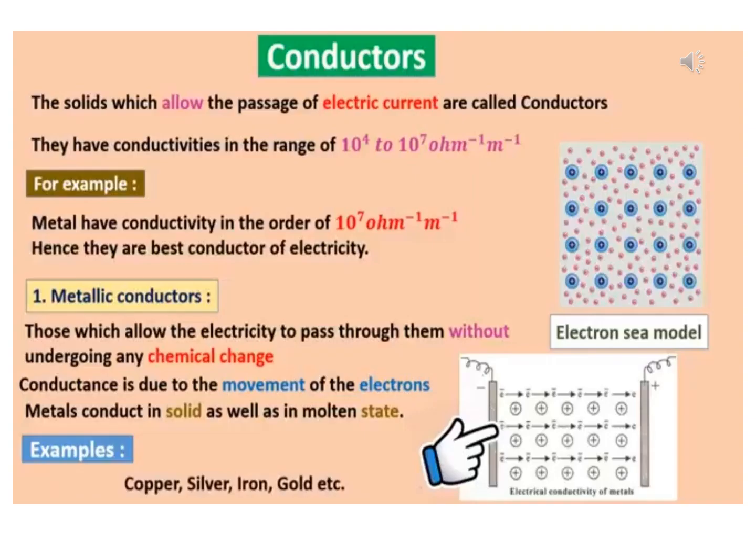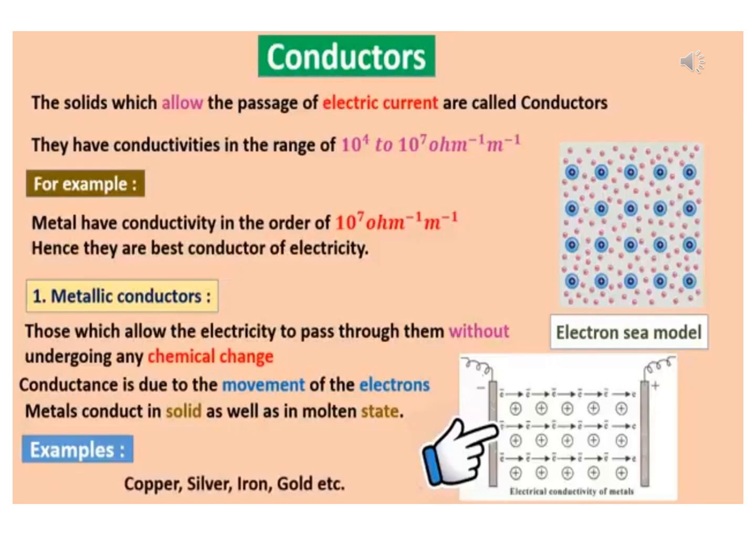So conductors are those materials which allow electric current to pass through them. Any material that allows electricity or electric current to pass through it is called a conductor. Mostly, conductors have conductivities in the range of 10 raised to the power 4 to 10 raised to the power 7 per ohm per meter.